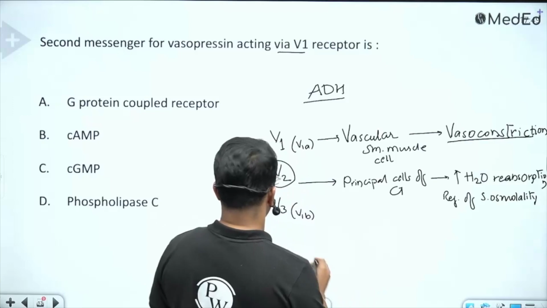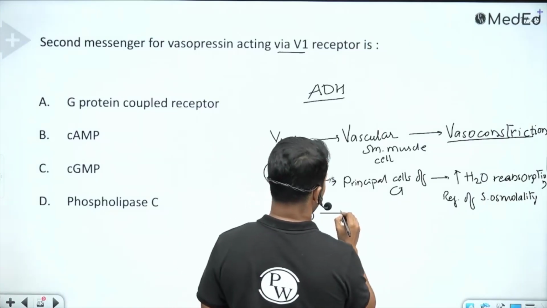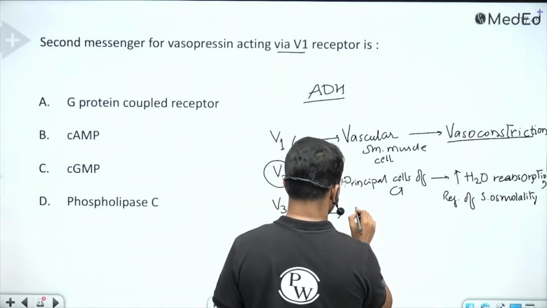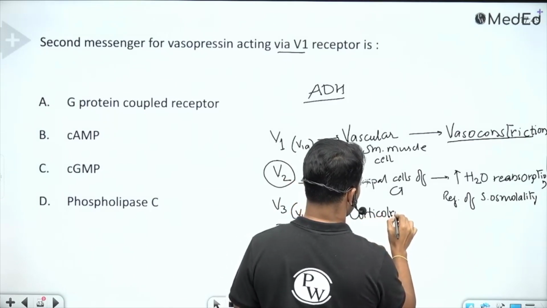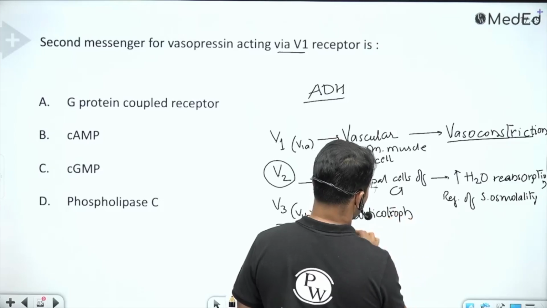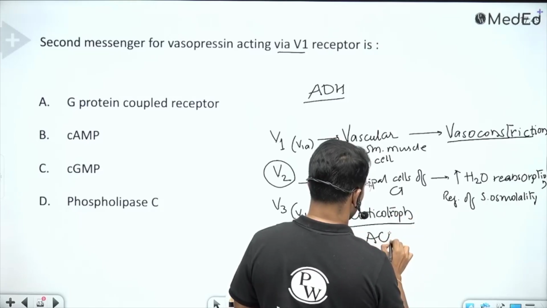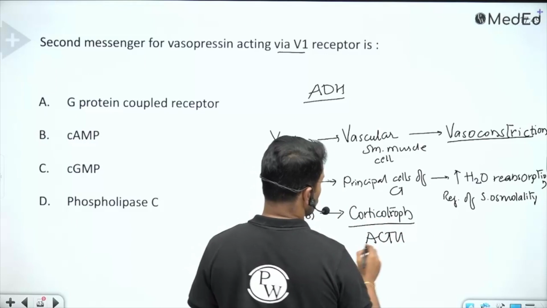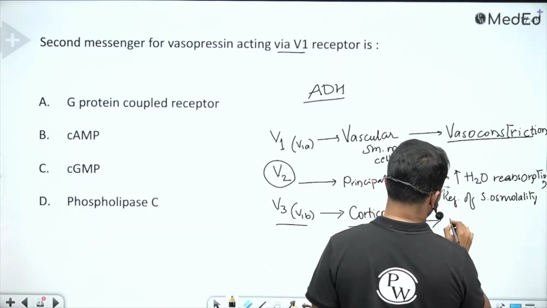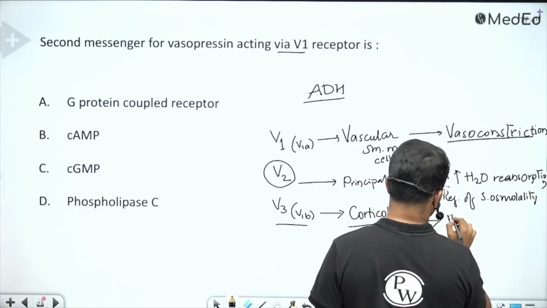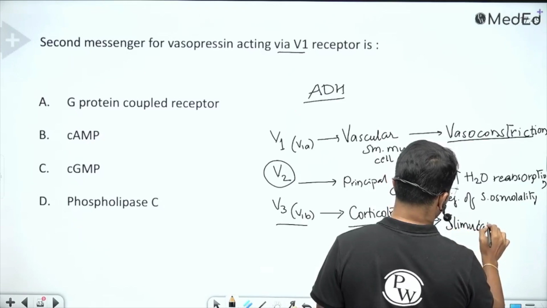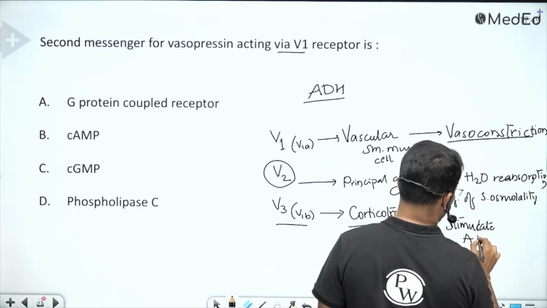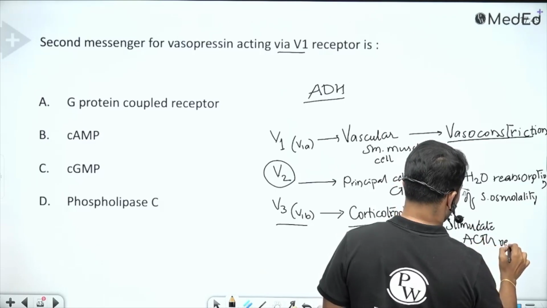Number 3, V3 receptors. These are mainly expressed in the corticotroph cells in your anterior pituitary, which is concerned with secretion of ACTH, right? So by stimulating corticotroph cells through V3 receptors, vasopressin can stimulate release of ACTH.